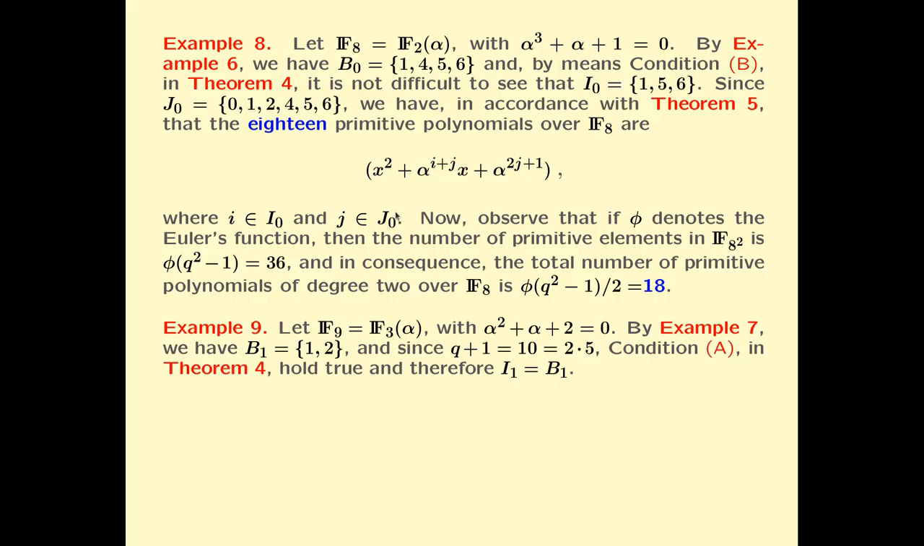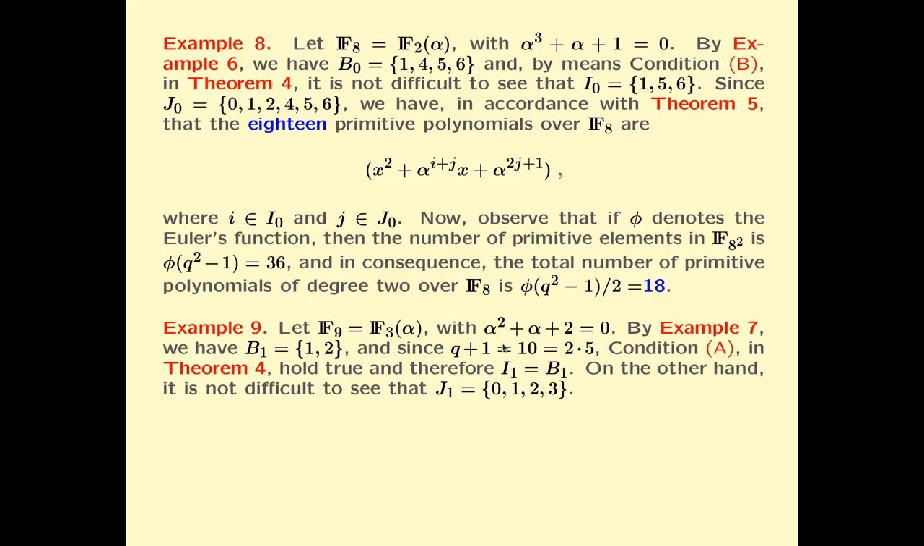We now take F9 constructed in this way, and by example 7, in such example we already found that capital B1 is equal to 1 and 2. And since Q plus 1 is equal to 10, then we have that condition A in our characterization holds true, and therefore, as we already said, under such condition, the set capital I1 becomes equal to capital B1, and therefore we don't need to do any polynomial division in order to obtain or find the set capital I1.